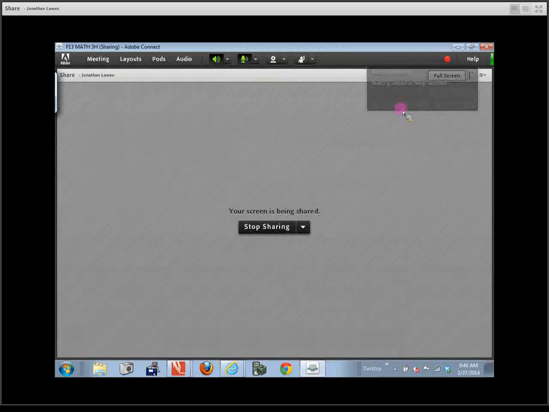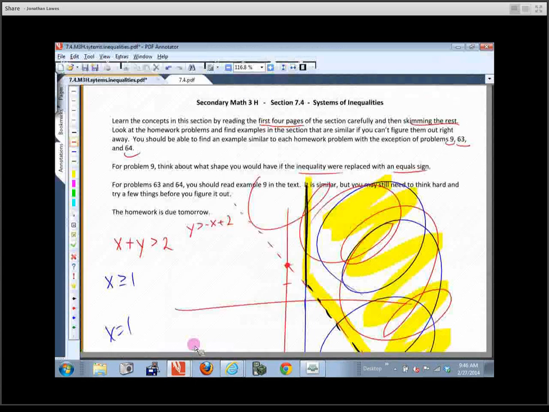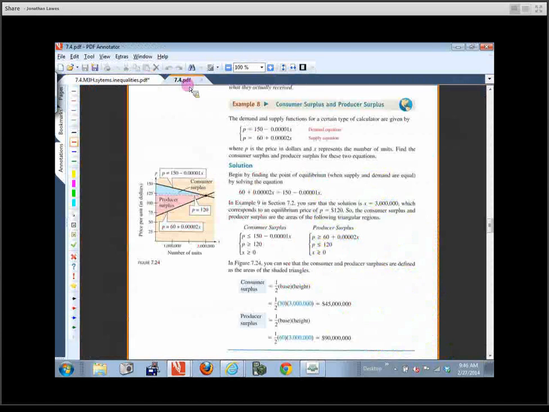A type of problem like 63. So if we look at this, this gives you a demand and supply function for a certain type of calculator or product or whatever. So if you graph each one of these, X is the number of units, in this case the number of calculators, and P is the price. And then what they can do here is figure out the consumer surplus and the producer surplus. So there's too much for the consumer and too much for the producer right here, if you wanted to think of it that way, I suppose.